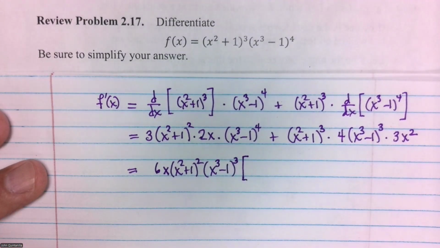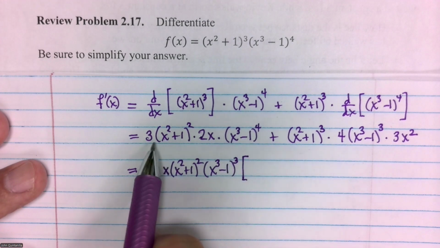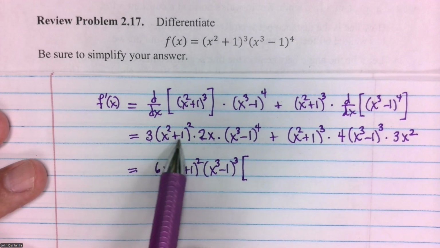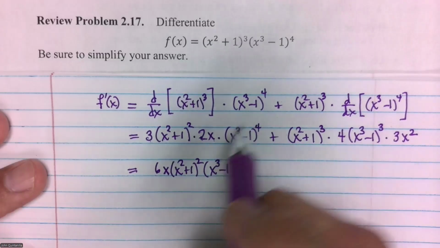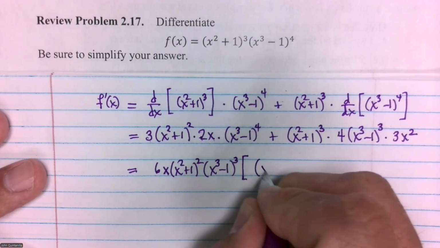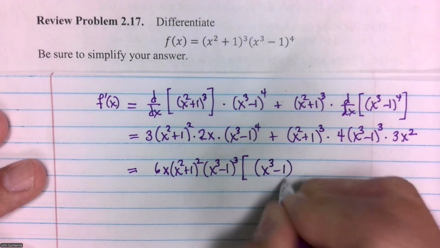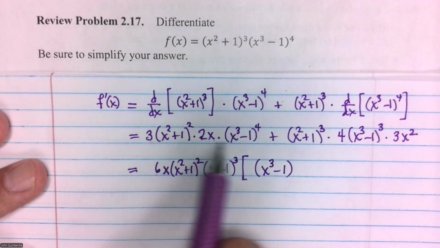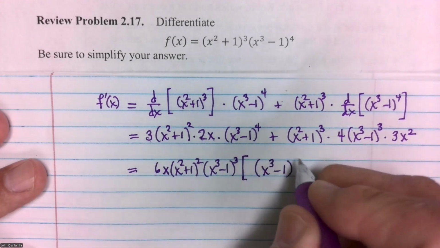Okay, what's left? For this first bit, the 3 times 2x is 6x. I've accounted for that. X squared plus 1 squared, I've accounted for that. X cubed minus 1 to the third. This is supposed to be the fourth, so there's an extra x cubed minus 1 that I need to have inside so that this times this is equal to the first term.